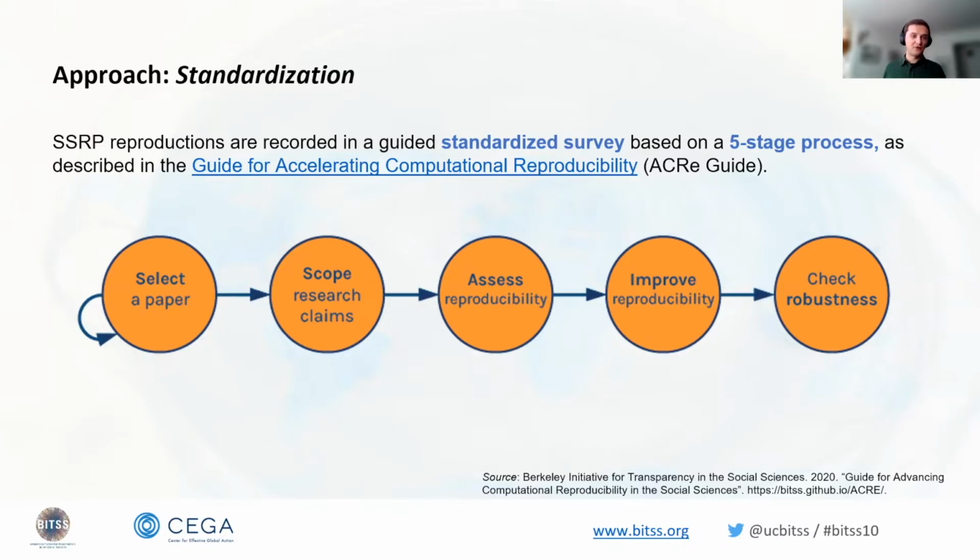Paired with the platform, we provide a guide called the Guide for Accelerating Computational Reproducibility. Essentially, it's a protocol that provides guidance on each of these steps, but it also provides resources on how to communicate with the original authors, and resources for instructors who may be interested in using this platform as part of their courses. And all of these things are in the public domain.